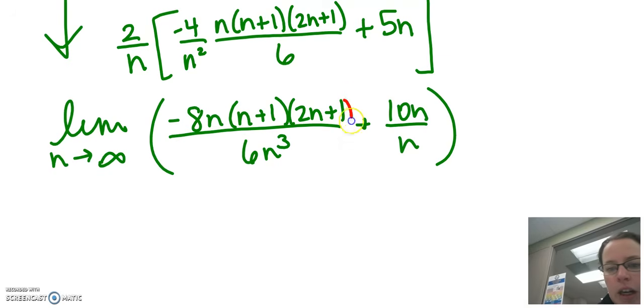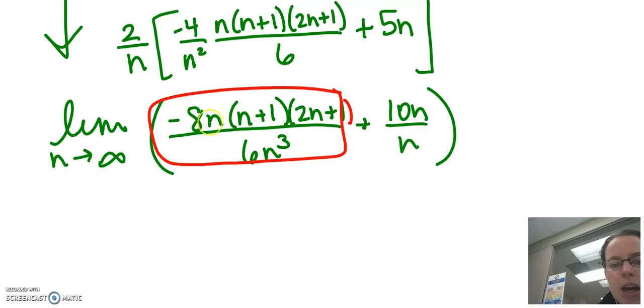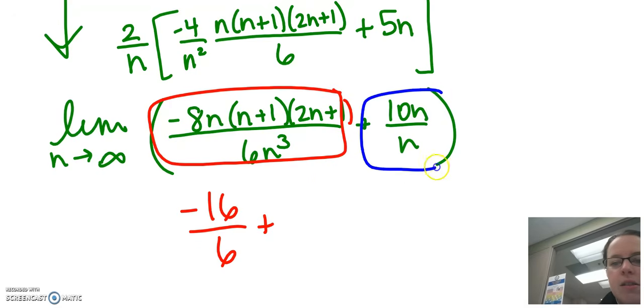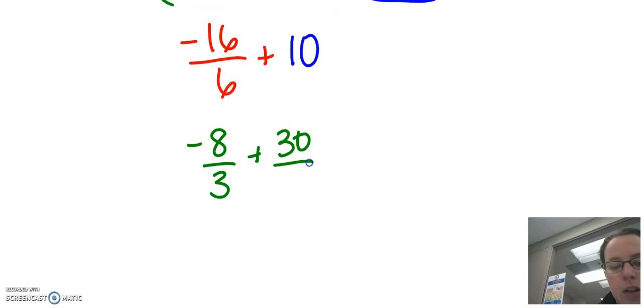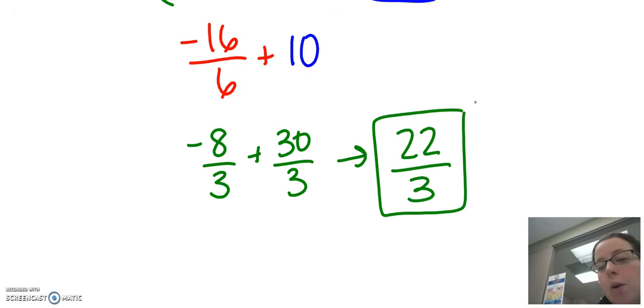Well, the limit as n goes to infinity of this piece, this is going to be 8n squared, and this becomes 16n cubed. Well, 16n cubed divided by 6n cubed is going to be negative 16 sixths, and then I'm going to add to it. This limit is just going to be 10. So cleaning up my answers, this will be negative 8 thirds plus 30 thirds, which gives me 22 thirds. Now, 22 thirds in your calculator should be 7.3 repeating.